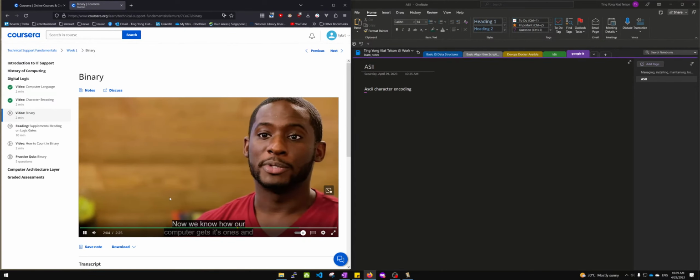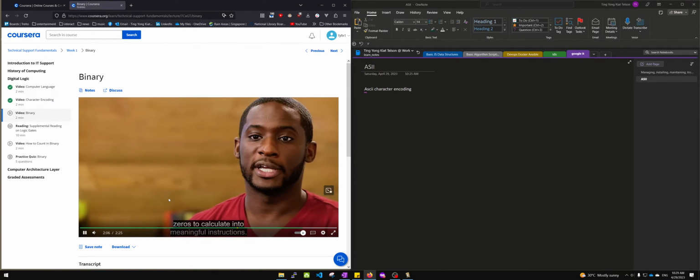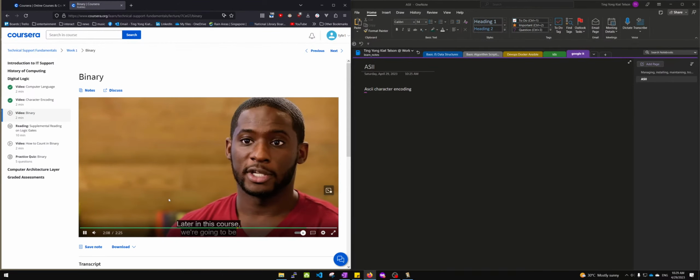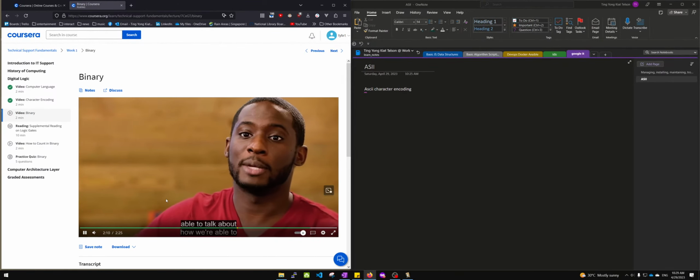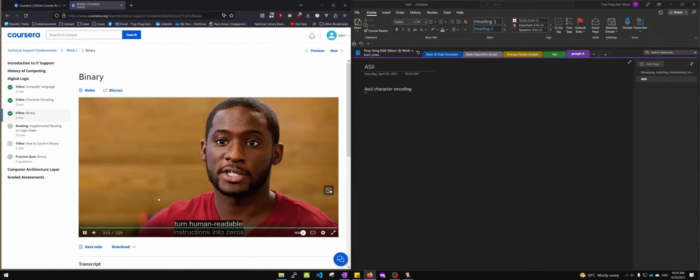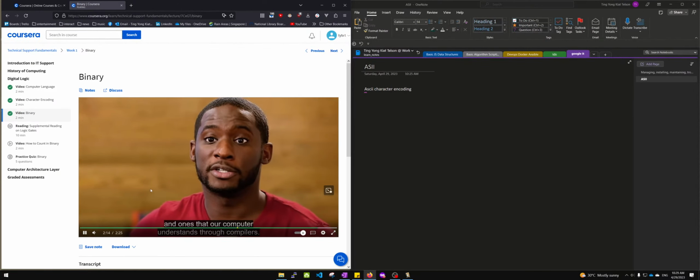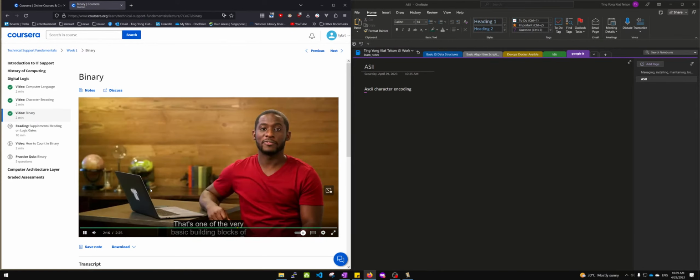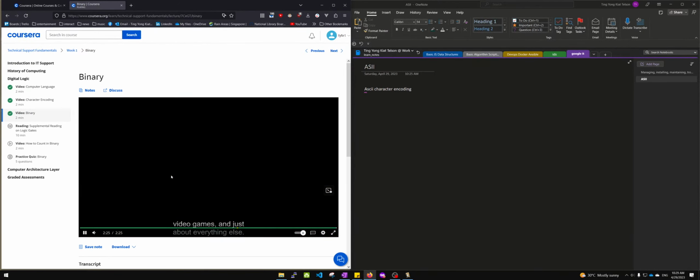Now we know how our computer gets its ones and zeros to calculate into meaningful instructions. Later in this course, we'll be able to talk about how we're able to turn human readable instructions into zeros and ones that our computer understands through compilers. That's one of the very basic building blocks of programming that's led to the creation of our favorite social media sites, video games, and just about everything else.